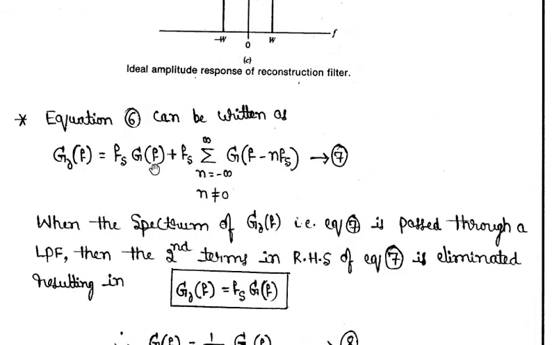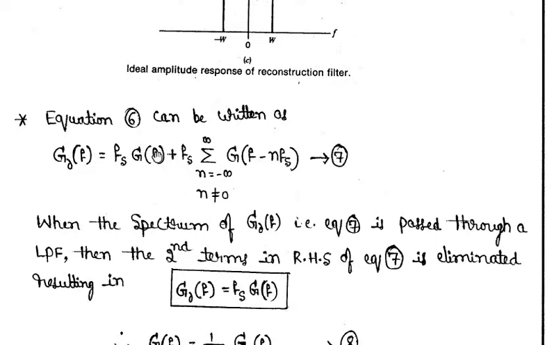When I expand this equation, I get fs g of f plus fs times the sum, n from minus infinity to plus infinity, of g of f minus n times fs. Here I have substituted n equals 0, that's why I have got fs g of f plus this component. Now the question may arise, why do I need to substitute n equals 0? Remember, if you don't substitute n equals 0, you will get an expression ranging from minus infinity to plus infinity, and you will have all the high frequency components. But now you have to recover your original message signal. That's why you need g of f.